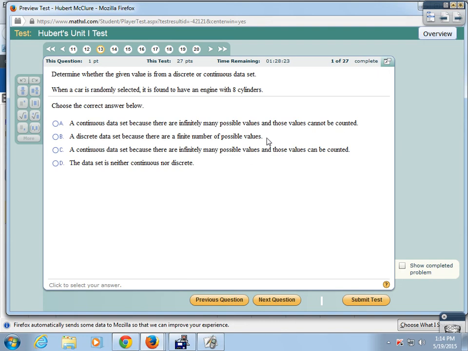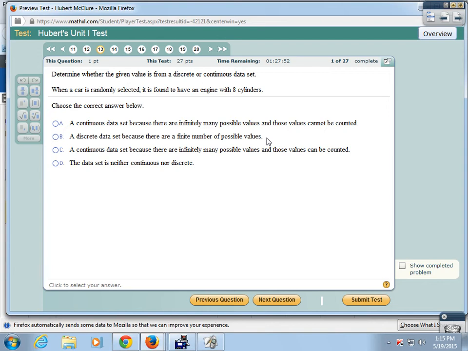Alright, here's Chapter 1. Got the 1 and 2. When a car is randomly selected, it is found to have an 8-cylinder engine. Is this continuous data or is it discrete? What are you doing? Tell me what you're doing. Are you measuring height, length, width? You're just counting. So what is it?